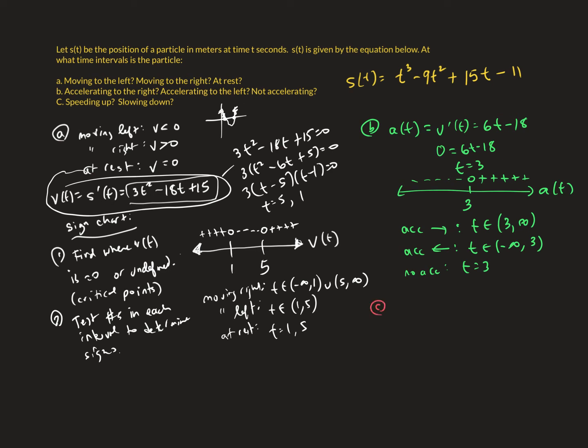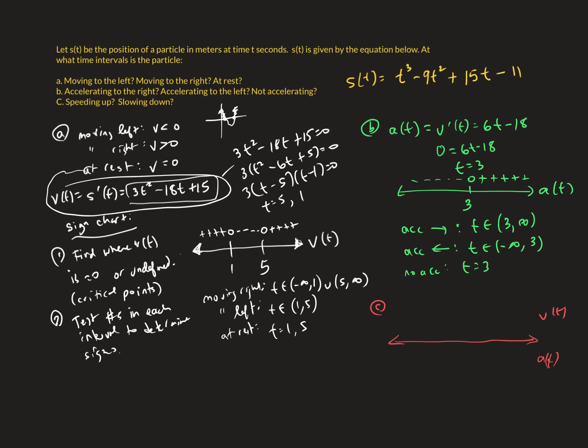C is asking for speeding up and slowing down, and remember, speeding up, acceleration and velocity have the same sign. Slowing down, acceleration and velocity have opposite signs. So what I like to do is I like to make sort of a super line like this. On the top of it, I'm going to put velocity. On the bottom of it, I'm going to put acceleration.